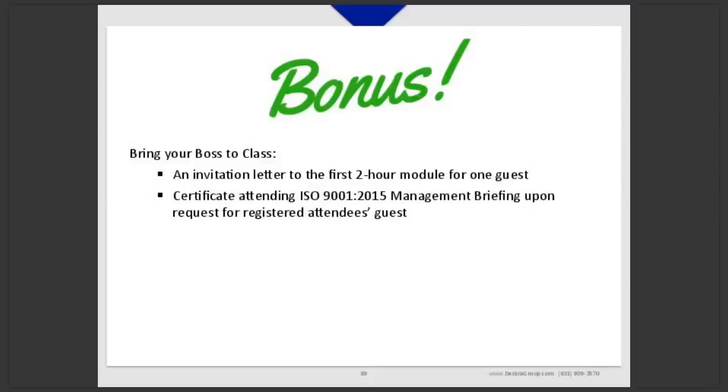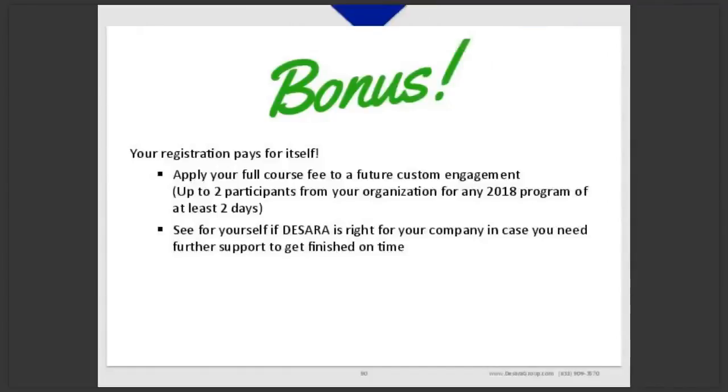First of all, I said the first module is the leadership module. I'm going to give you a login code for a colleague of yours, or preferably the manager in charge of the rest of the team, to bring them to that first 2-hour module, and they'll get a certificate that they went through the management briefing. No additional cost, regularly a $250 management briefing class. They can go through that and see if they want to do it with the rest of their management team, for example, if they come.